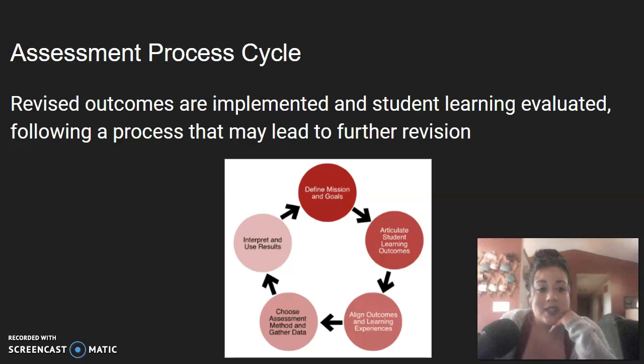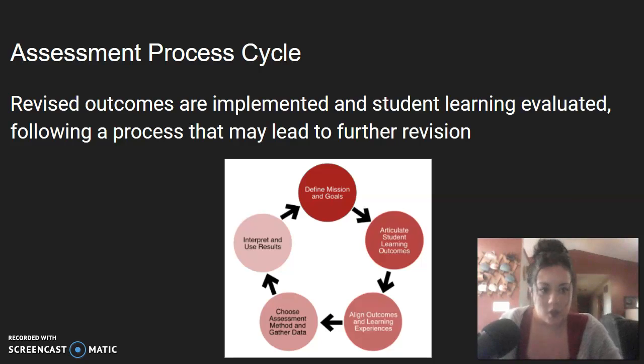So the assessment process is a cycle, and the reason we say that is because revised outcomes are implemented and students' learning is evaluated, following a process that leads to further revision. What that means is that we do all these things. We collect, analyze, evaluate, and determine, and then we may need to adjust, and most likely we'll need to adjust and do it all again.